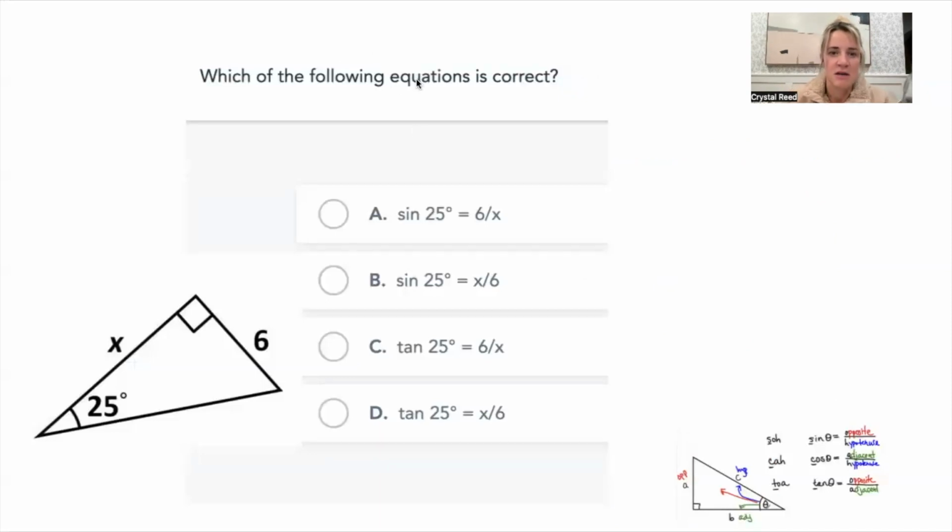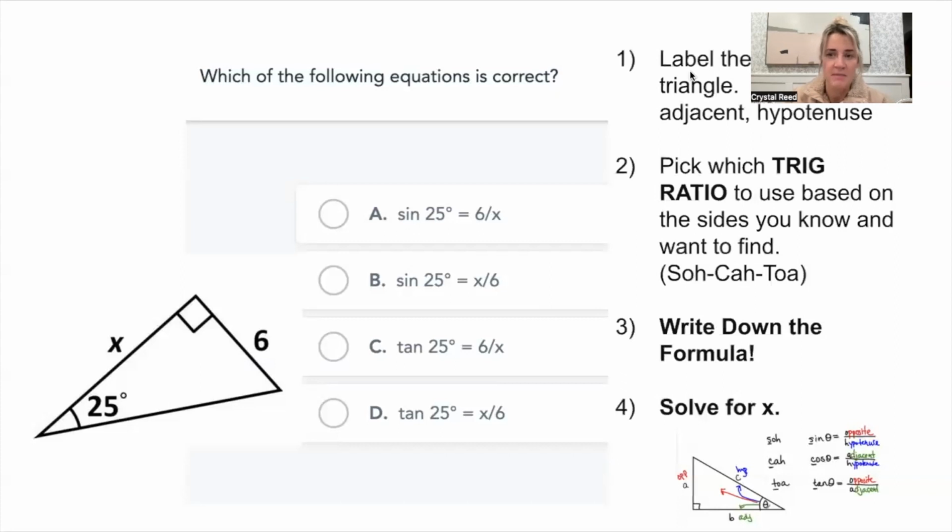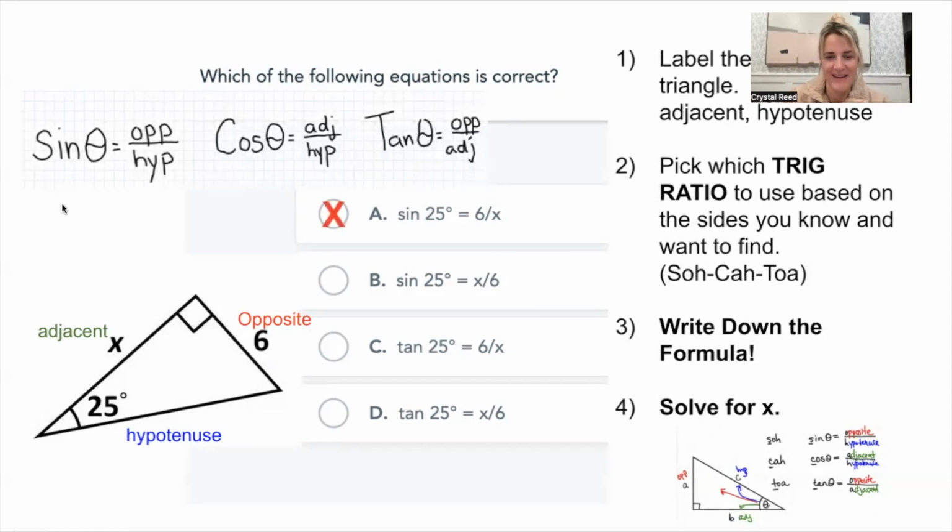All right, so starting off, just a quick one here. Which of the following equations is correct? Which one would we use? And so the first one, sine is opposite over hypotenuse. So our first step, label the triangles, pick the trig ratio, write down the formula. According to this angle right here, this angle of 25 degrees, our opposite is the 6, and our hypotenuse we do not know. So is sine 25 opposite over hypotenuse 6 over x? No. What about sine 25 equals x over 6?